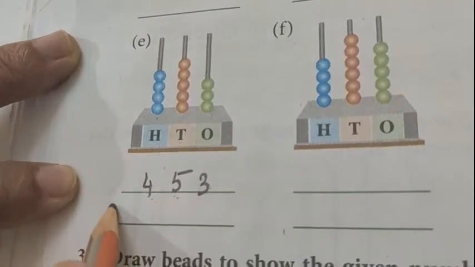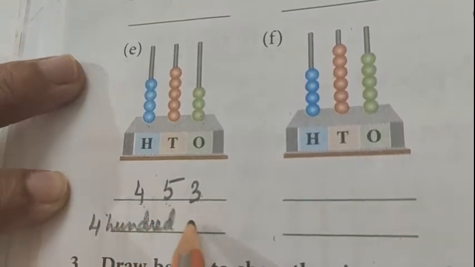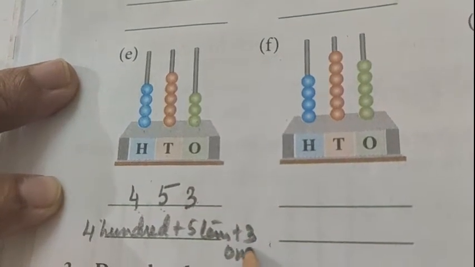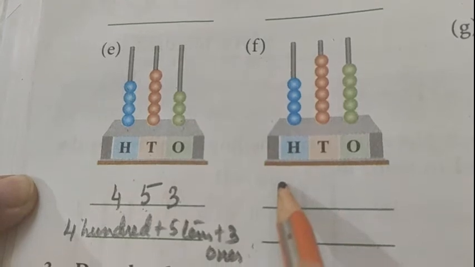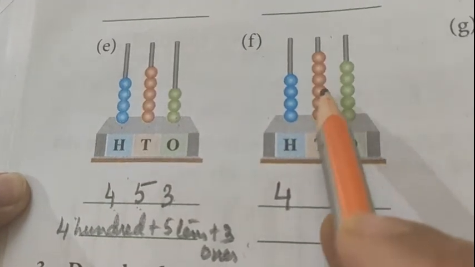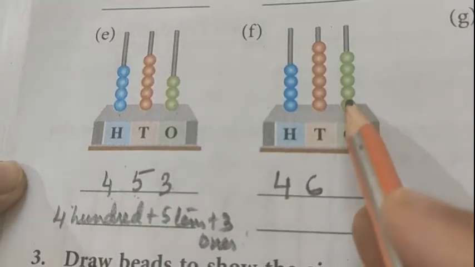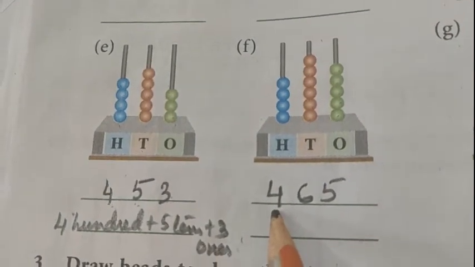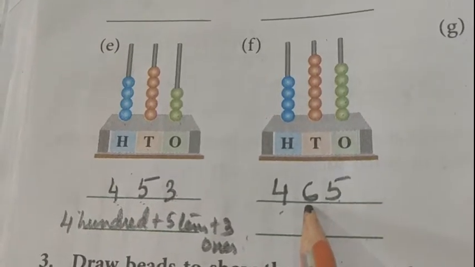Next one, you see how you have to write 453. Then you have to write 400 plus 5 tens plus 3 ones. Got it? So here also the second one, let me do that. How many hundreds are there? 1, 2, 3, 4. So here 4 is there, 400. Tens: 1, 2, 3, 4, 5, 6. 6. And ones, how many are there? 1, 2, 3, 4, 5. So 5 are there. How will we read? We will read 465. That means 400 plus 6 tens plus 5 ones.